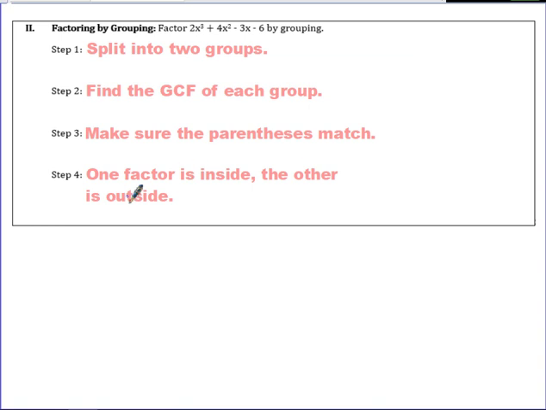All right, and then the last thing is factoring by grouping. So we do that when we have 4 terms. So here's our example, 2x cubed plus 4x squared minus 3x minus 6. Okay, and so the first step is we're going to split this into 2 groups. All right, so there's my 2 groups, and I'm going to find the GCF of each of those groups.